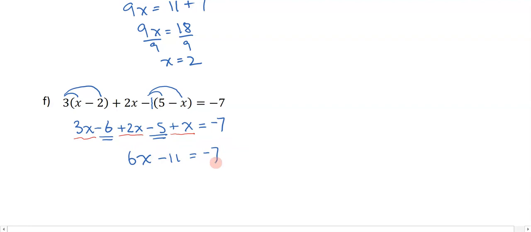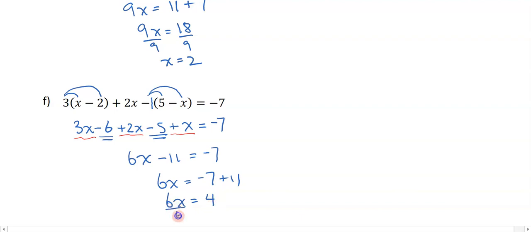I've now simplified it down to a two-step equation. Now you can go ahead and solve. This part becomes quite simple because it's the same steps. You just have to be good at adding and subtracting integers. So the 6x stays, the negative 11 becomes positive 11 on the other side. So I get 6x equals 4.